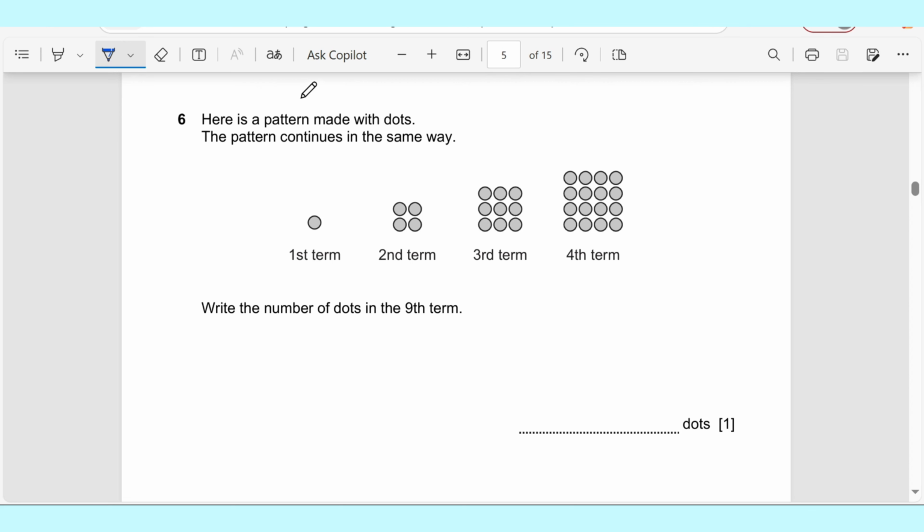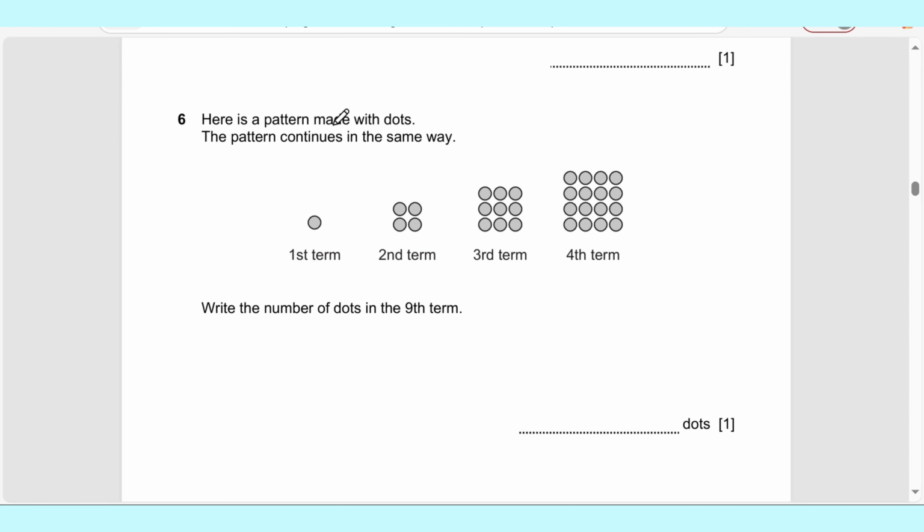Question 6. Here is a pattern with dots. The pattern continues in the same way. First term, second term, third, and fourth. Write the number of dots in the 9th term. Well, the answer is 81.